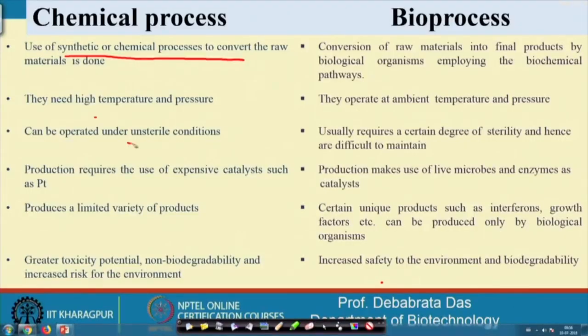Another thing is that biochemical processes usually operate at ambient temperature and atmospheric pressure, whereas chemical processes usually occur at high temperature and high pressure. Another advantage is that chemical processes can occur in unsterile conditions, but biochemical processes should take place under sterile conditions. So these are the different things involved with this process.